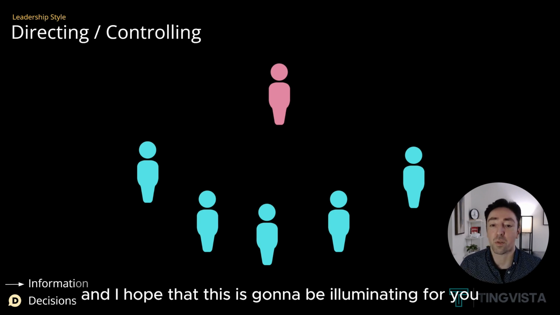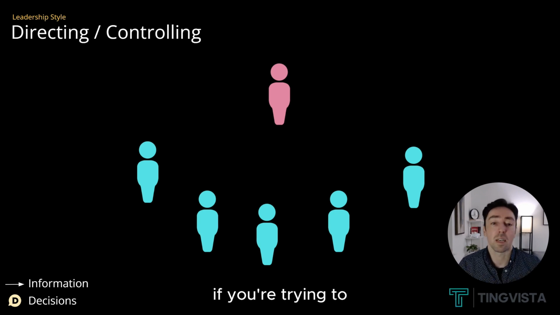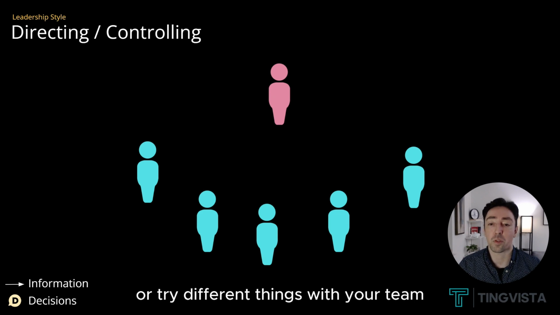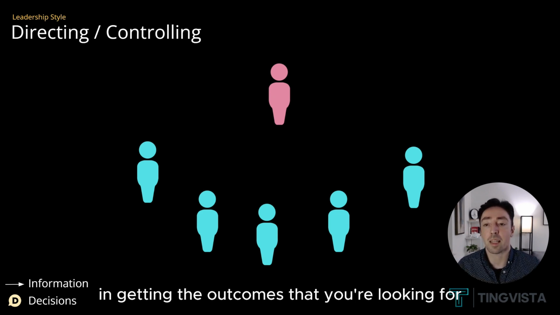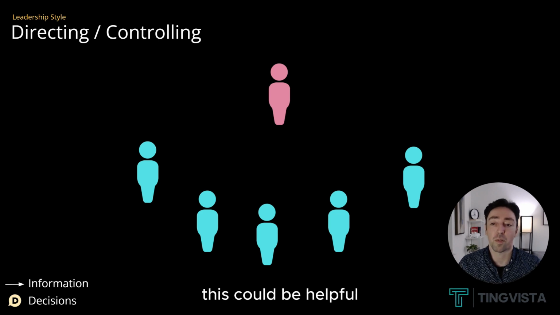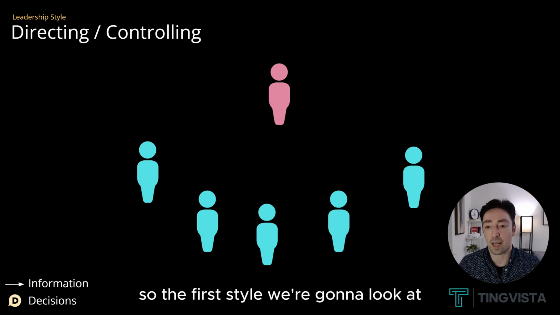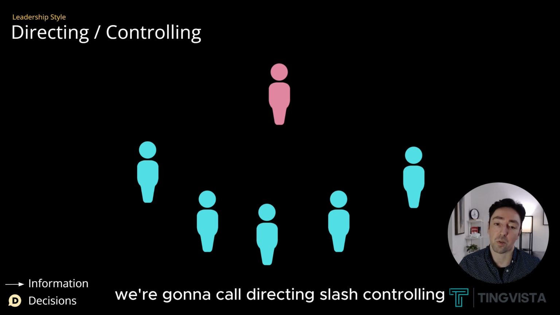We're now going to look at 4 different leadership styles, and I hope that this is going to be illuminating for you if you're trying to either up-level your leadership or try different things with your team, or if you're struggling with your current team and getting the outcomes that you're looking for. This could be helpful. So the first style we're going to look at, we're going to call directing/controlling.